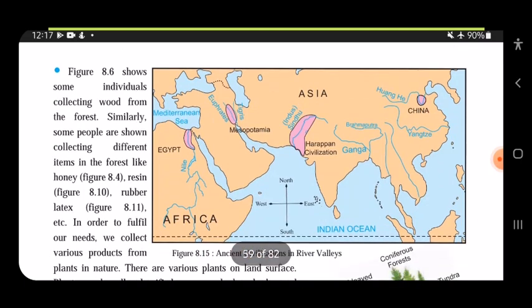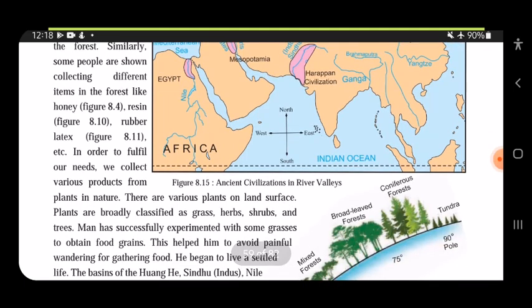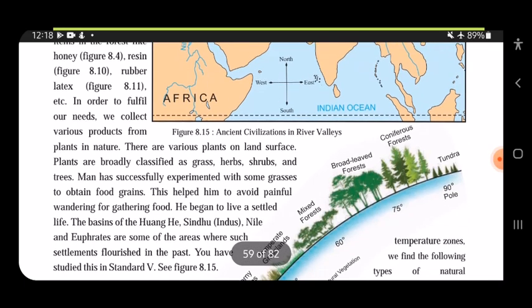Let's see figure 8.6. Now, what does it show? It shows some individuals collecting wood from the forest. We had seen the pictures earlier. Similarly, some people are shown collecting different items in the forest like honey, resin, rubber, latex, etc. Why are they collecting these resources? In order to fulfill their needs, or our needs. We collect various products from plants in nature.